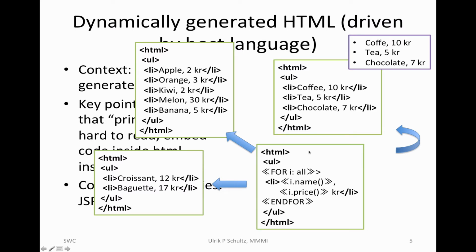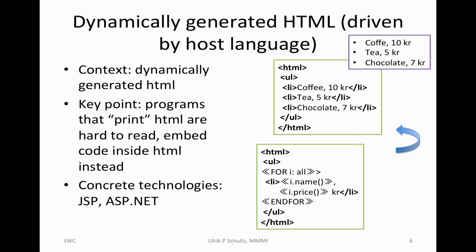We use templates. The typical way of using templates is that we write directly what we want and then have a special syntax to escape into the generator. So we can say for all of the things in our list, do list items with name and price. And now we have a structure that is easier to read, easier to work with and easier to maintain. Again, JSP and ASP.NET.